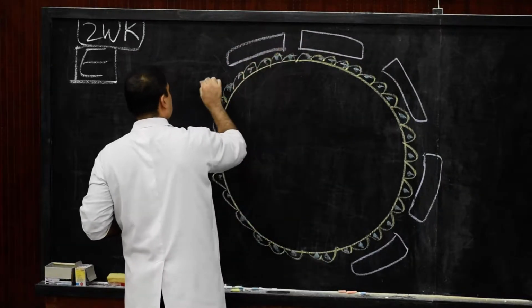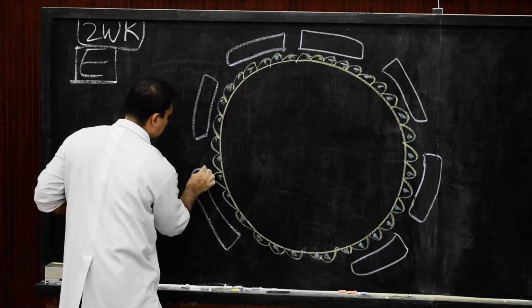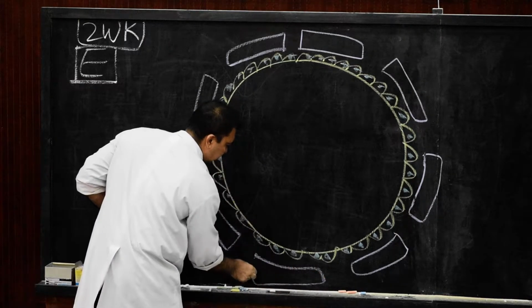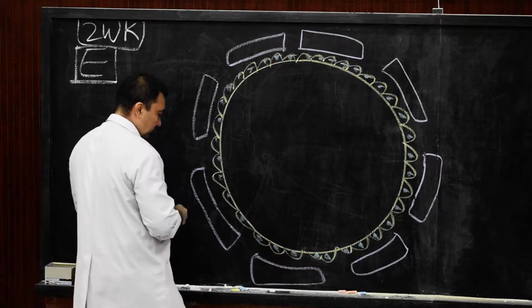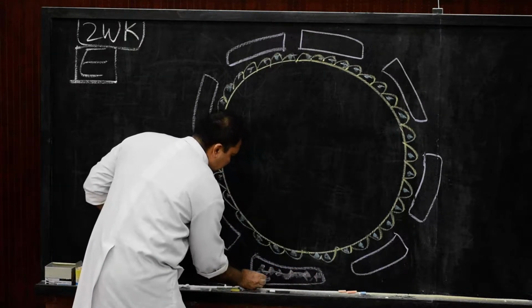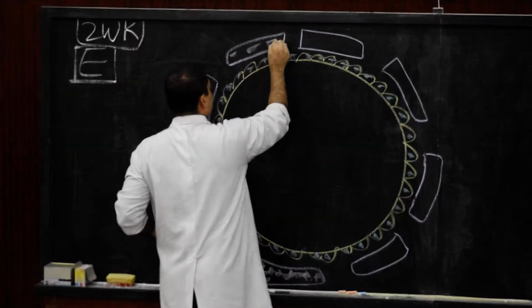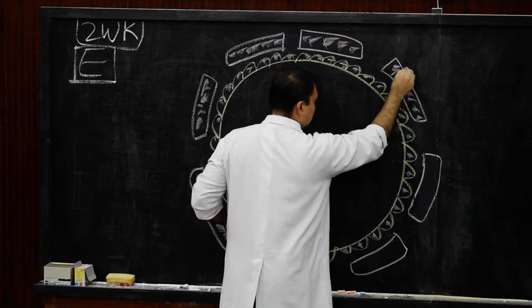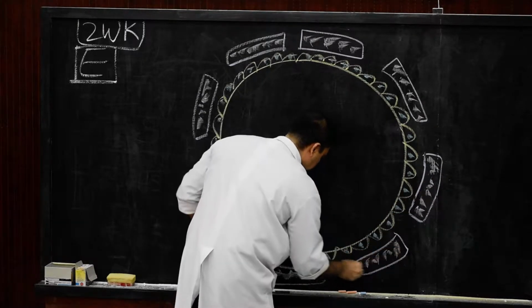As we draw these intervilli spaces, we will put the maternal blood also in between them. That is, deep inside the intervilli spaces will be maternal blood. All these things we have discussed in the last lecture during changes in trophoblast. So this is where we show the maternal blood that is present in the intervilli spaces.